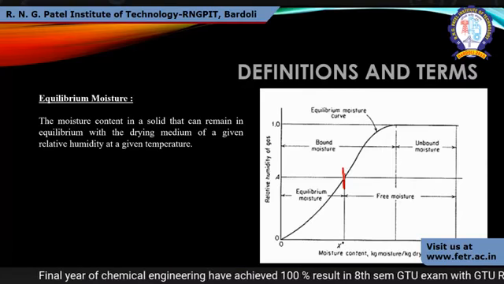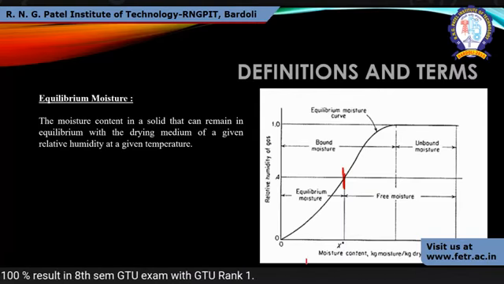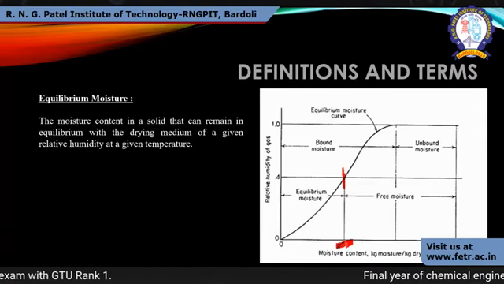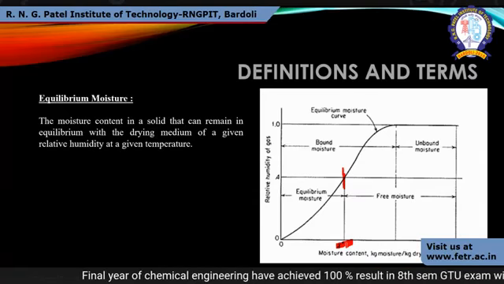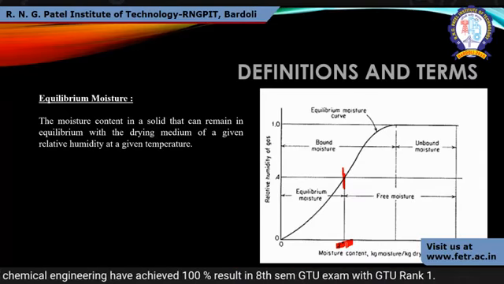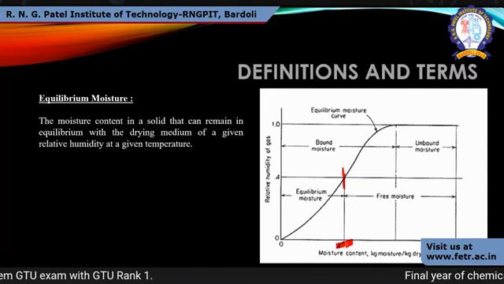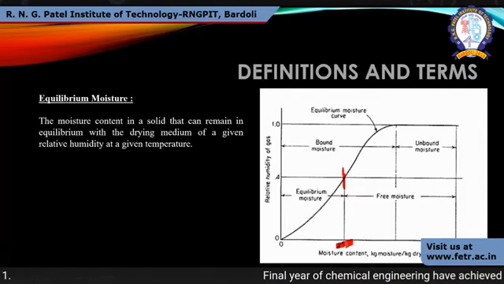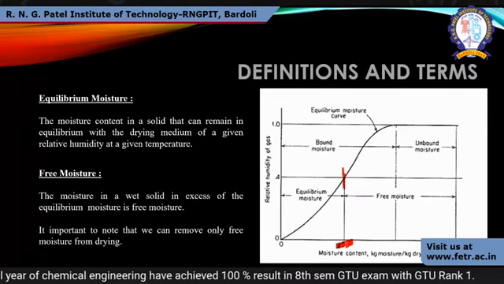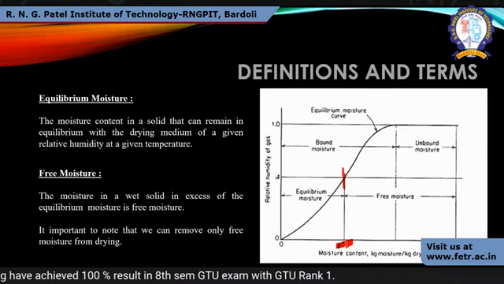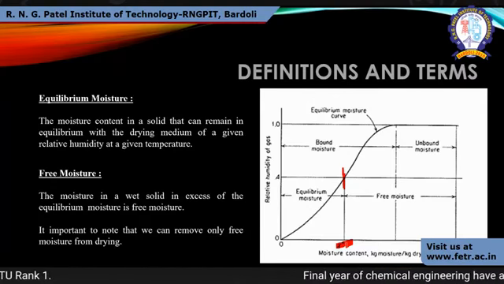So X star, if you see the x-axis of the graph, there is X star here. This X star is our end point for the given temperature. If we change the temperature, we have another equilibrium concentration, and that is our end point. So X star is our equilibrium content, up to which we can remove the moisture. The equilibrium moisture is the moisture content in a solid that can remain in equilibrium with the drying medium.